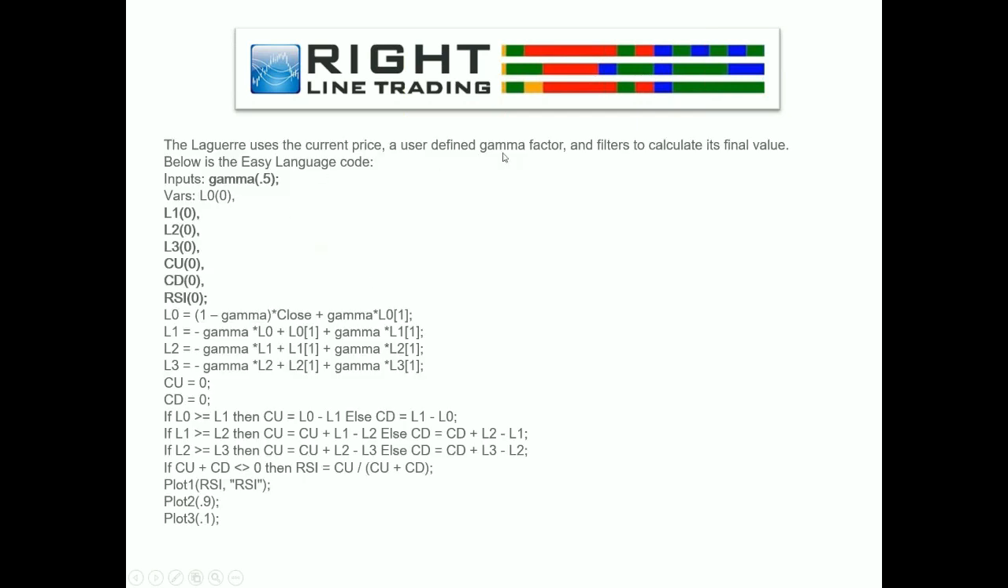Now here's the Laguerre. The Laguerre has a gamma factor, which defines the speed at which the Laguerre line moves, and that modifies sensitivity and specificity, and it also has multiple filters. So we've modified the Laguerre, modified the gamma, modified the filters to give us a Laguerre that has speed and stability.